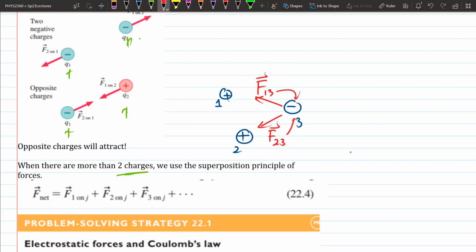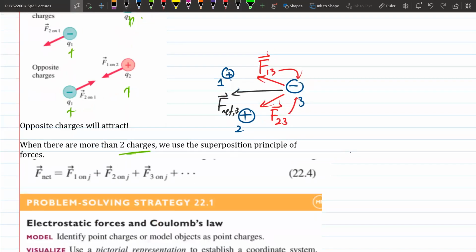Since these are forces, when you have two forces, you can add them vectorially. In this case, it kind of looks like they're going to be kind of horizontal. This is the net force on charge 3. So when you have multiple forces acting on an object, just like in general physics 1, you have to add those forces up as vectors, okay? So there's some X component here, some Y component here, and they have to add up. We'll do a little example of that in a little bit.